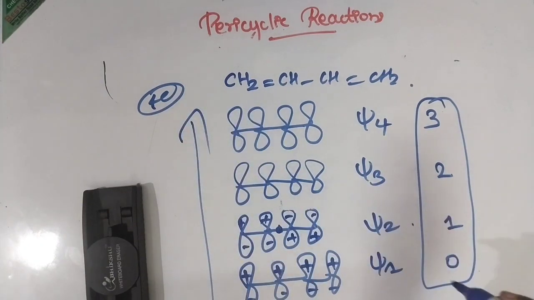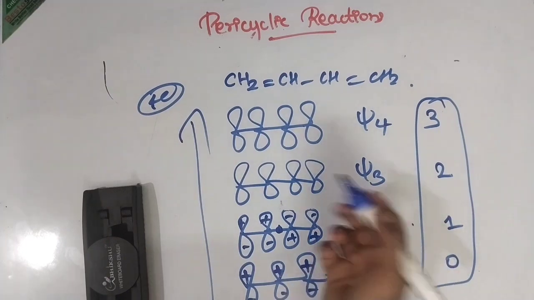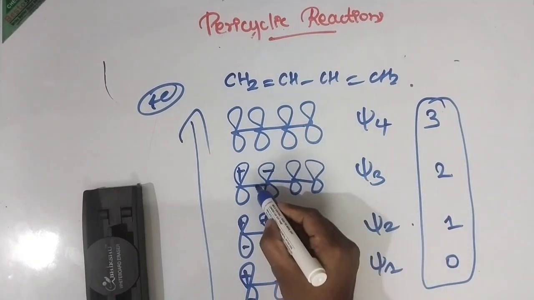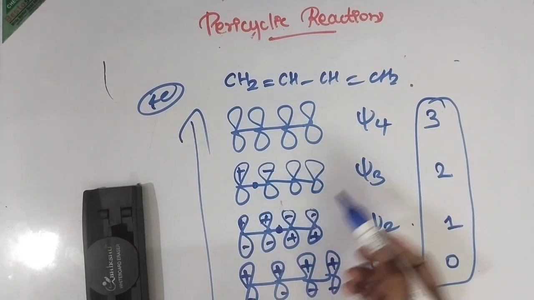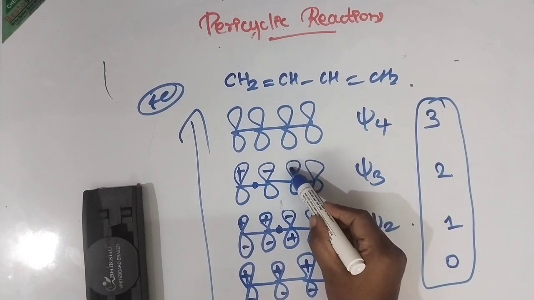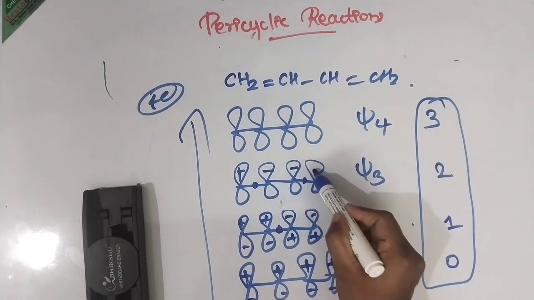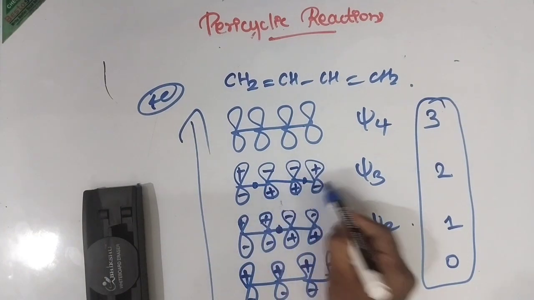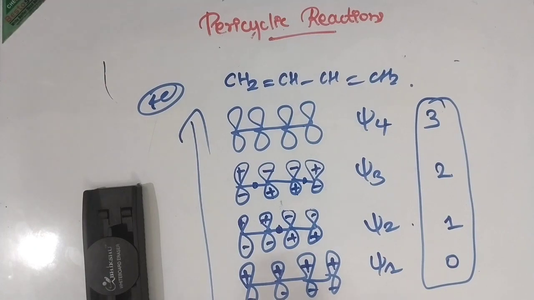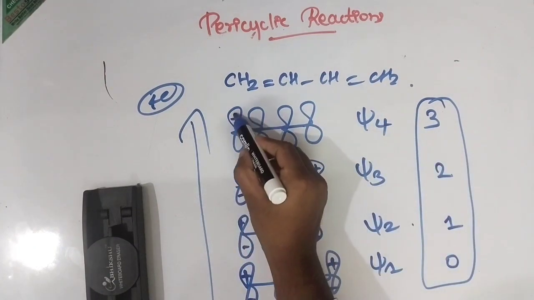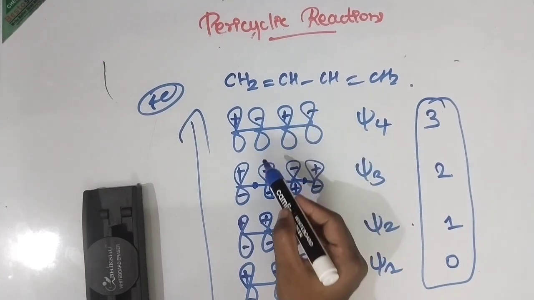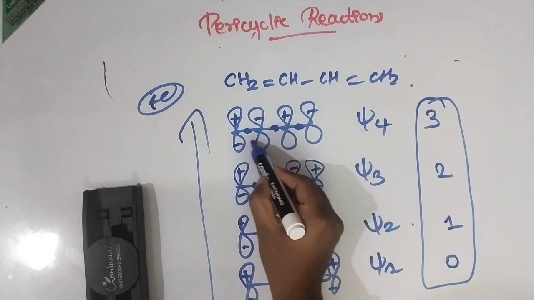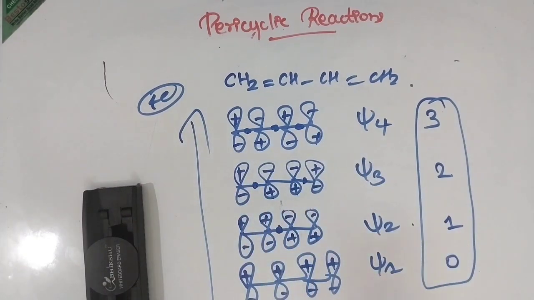Then see, for psi 3 it is 2 nodes. So how will you draw 2 nodes? You just make a try. Plus, then here minus. So here there is a node. You have to draw 2 nodes. So here minus, here plus, right? So there are 2 nodes. Then here 3 nodes. It is very simple. Plus minus, plus minus. 3 nodes. See, this is how you have to draw.